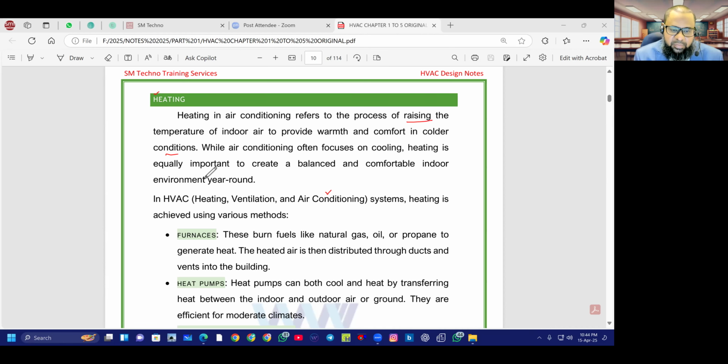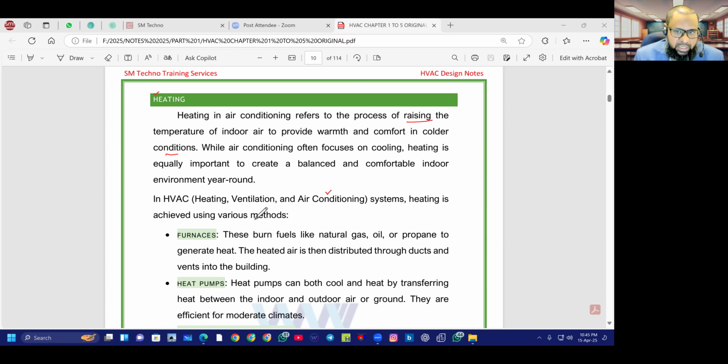So increasing temperature, but we need to decrease the temperature also, you see, while air conditioning often focuses on cooling. In general, we used to call it HVAC. We are not calling this heating, cooling, or air conditioning. In air conditioning, we are using the term cooling. Okay, and don't worry, let me complete this HVAC, then you'll get the clear idea.